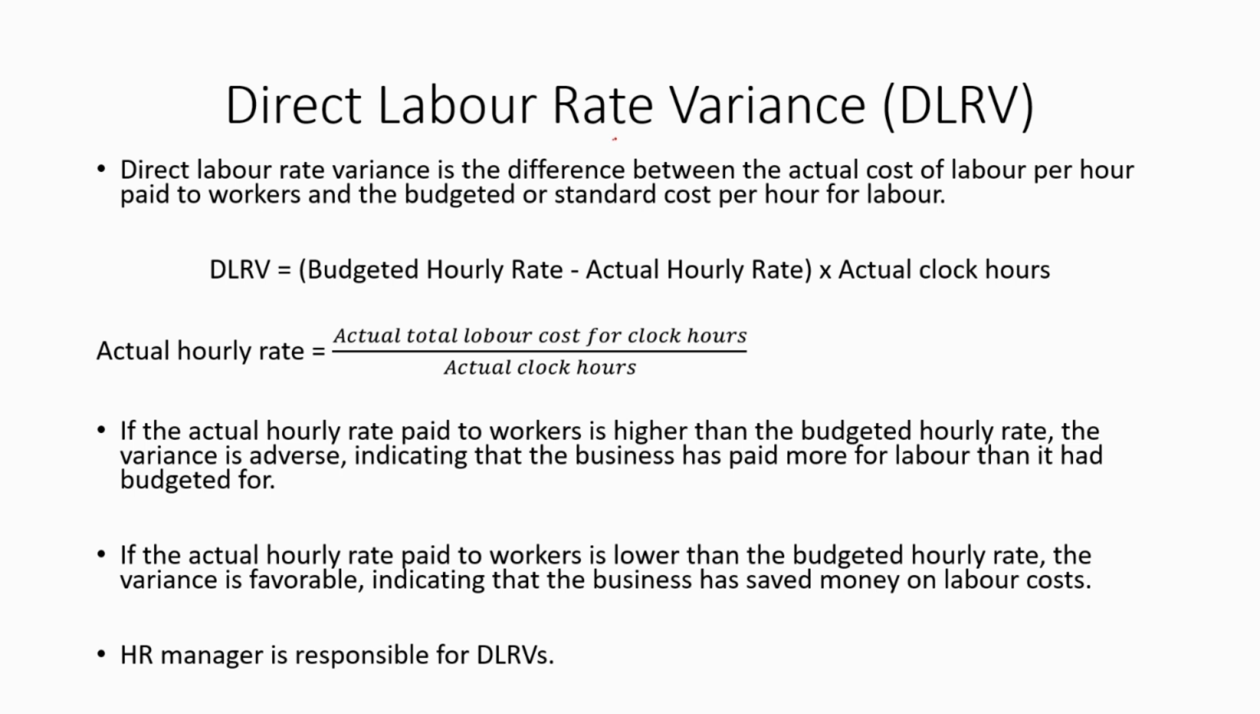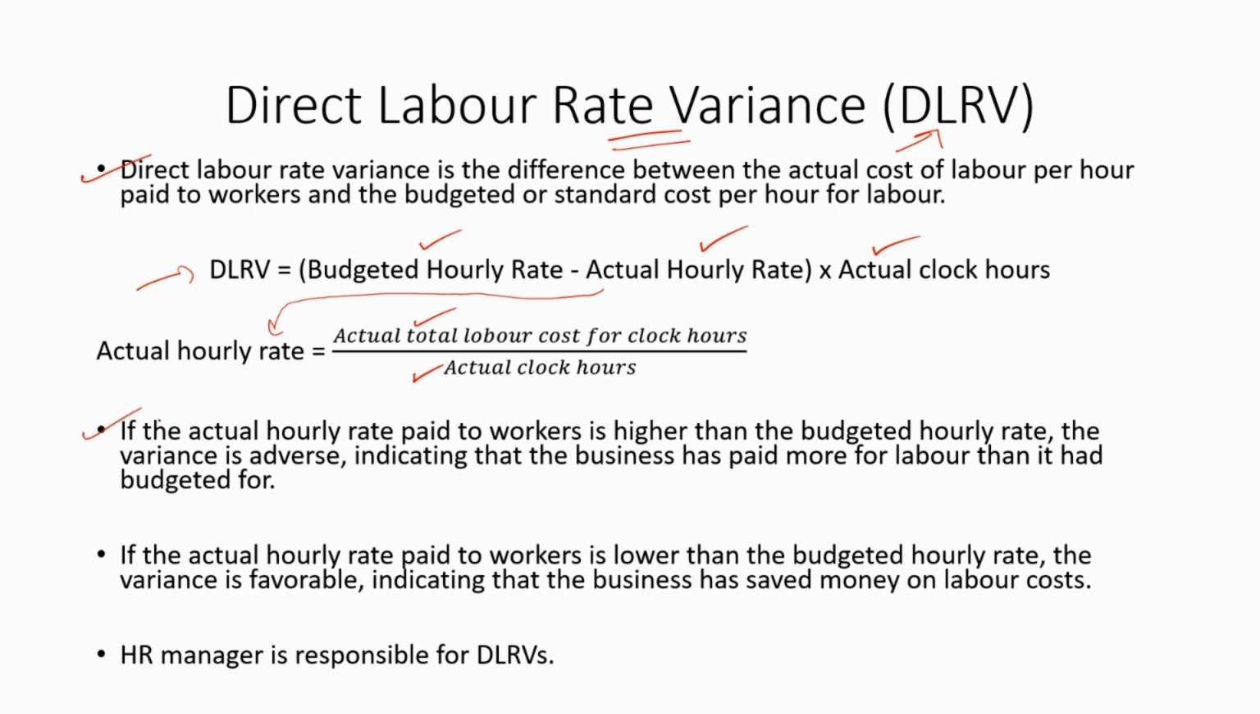Now let's discuss the direct labor rate variance, which is denoted by DLRV. Direct labor rate variance is the difference between the actual cost of labor per hour paid to workers and the budgeted or standard cost per hour for labor. This is the equation we can use to calculate it: direct labor rate variance is equal to budgeted hourly rate minus the actual hourly rate, multiplied by the actual clock hours. This is how we can calculate the actual hourly rate: actual hourly rate is equal to actual total labor cost for clock hours divided by actual clock hours.